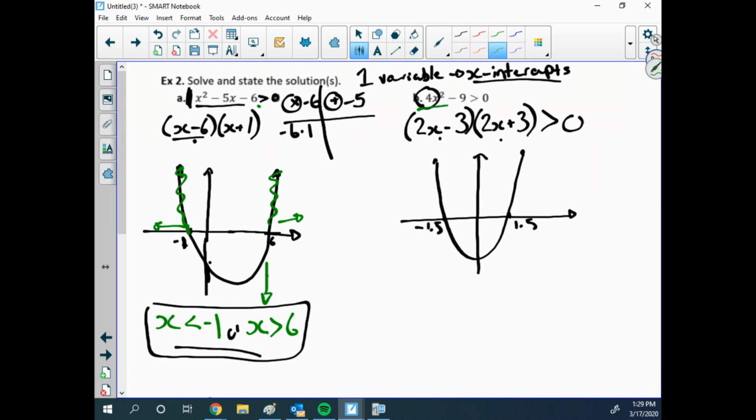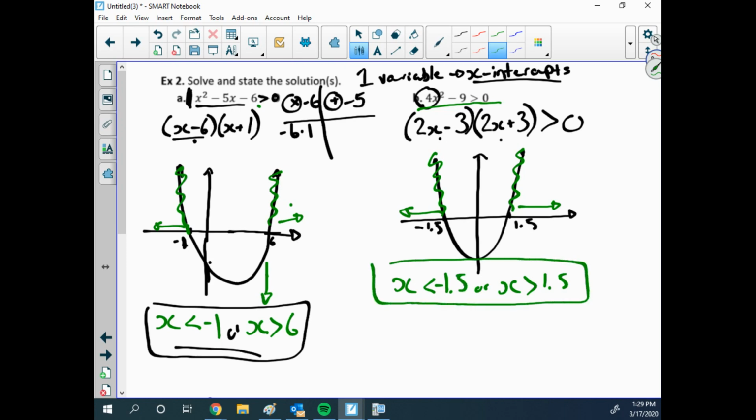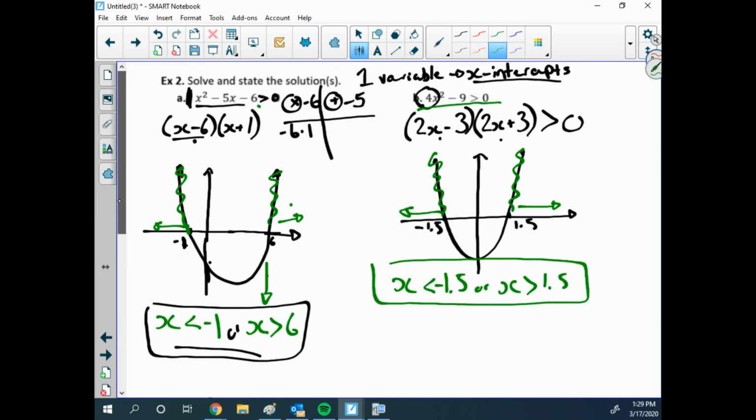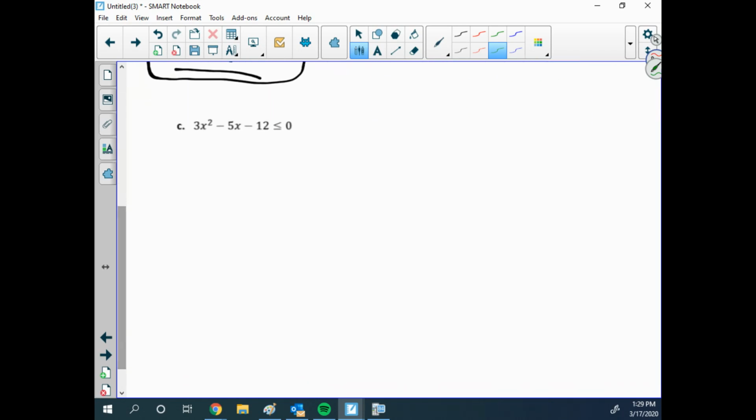And the question is asking, where is this function greater than 0? Well, it's actually pretty similar to the question over here. I just need to state my solutions differently. So here, x could be any number greater than 1.5, or x is any number less than negative 1.5. And that's my solution. So I would invite you to try C on your own, pause the video, and do the exact same steps that I just did.